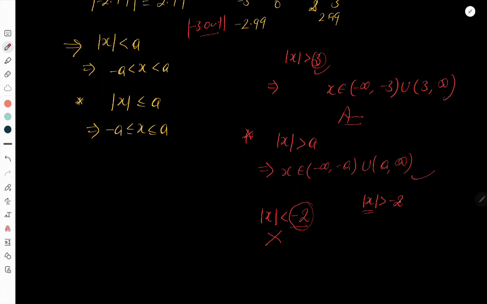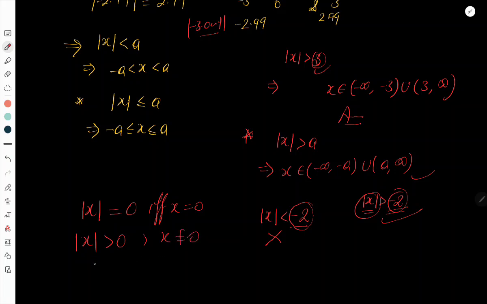So what is written here will always be some positive number. If I say modulus x is greater than minus 2, then modulus x will always be greater than a positive number, that is, greater or equal to 0. Modulus x will be 0 only if x equals 0. Modulus x is always greater than 0 if x is not equal to 0. I hope this meaning is clear to you. Okay, the remaining one we'll see.